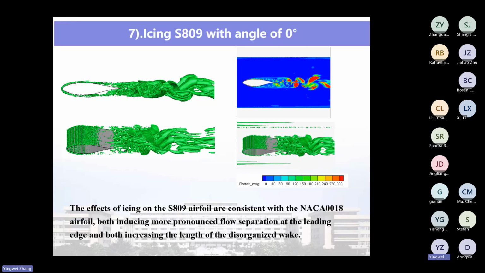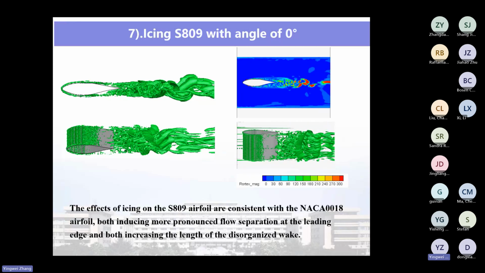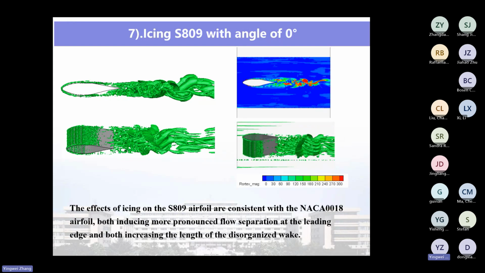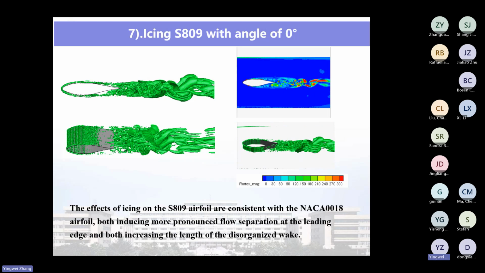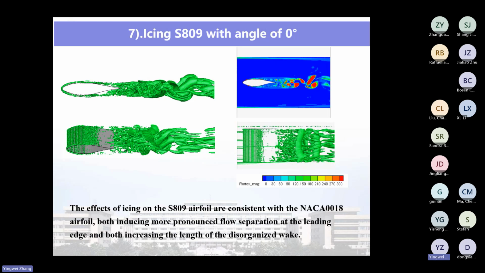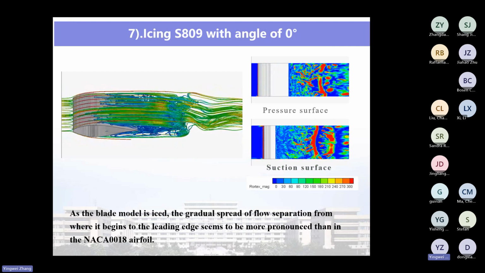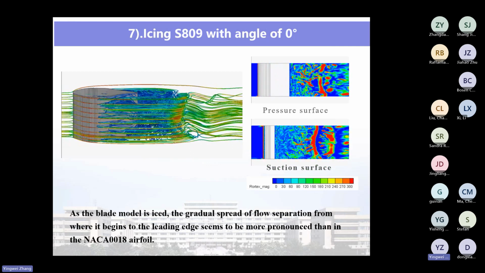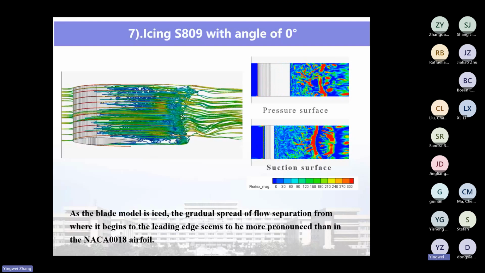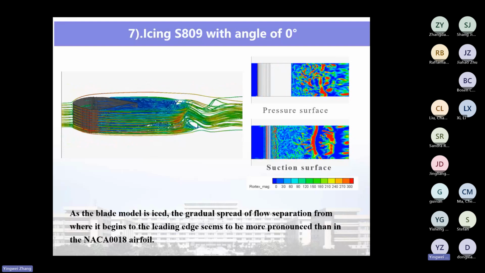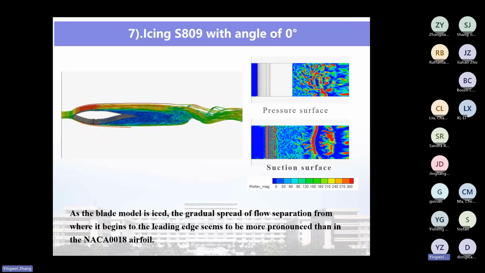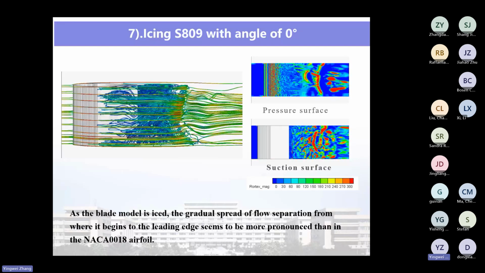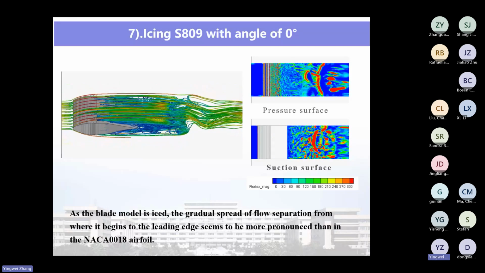The effect of icing on the S809FL is consistent with the NACA 018FL, both including more pronounced flow variation at the leading edge and both increasing the length of the disorganized wake. As the blade model is iced, the gradual shift of flow variation from where it begins to the leading edge seems to be more pronounced than in the NACA 018FL.